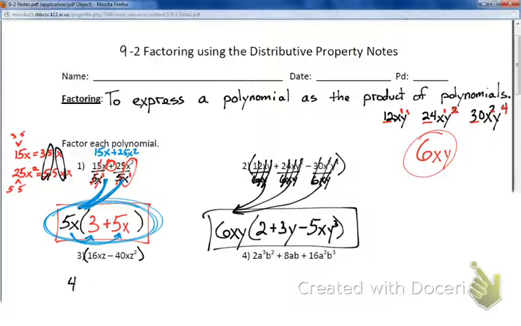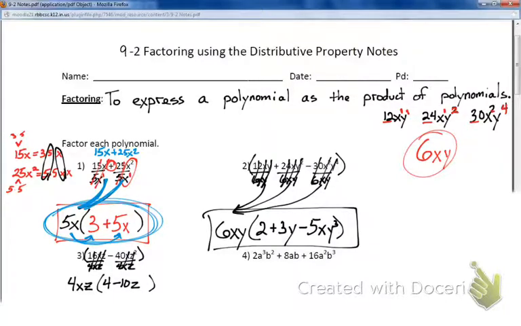the 4, and then xz squared means they both have at least one x in common, and they both have at least one z in common. So that's what I'm factoring out. So I'm going to divide out the 4xz, divide out the 4xz. So 16 divided by 4 is 4. The x's cancel, and the z's cancel. Negative 40 divided by 4 is negative 10. The x's cancel, and you're left with 1z.